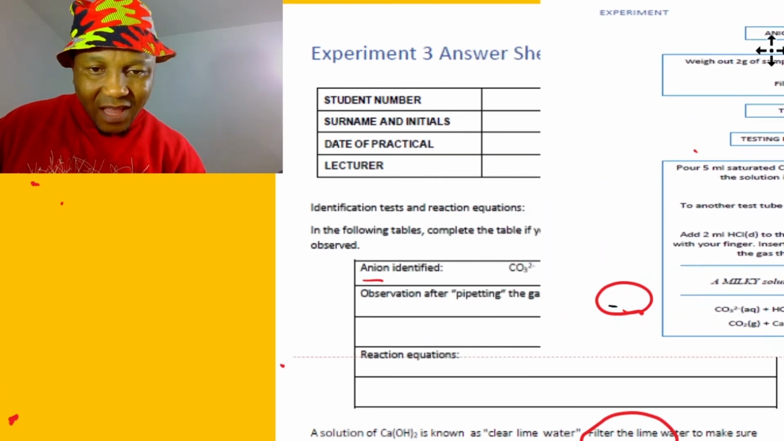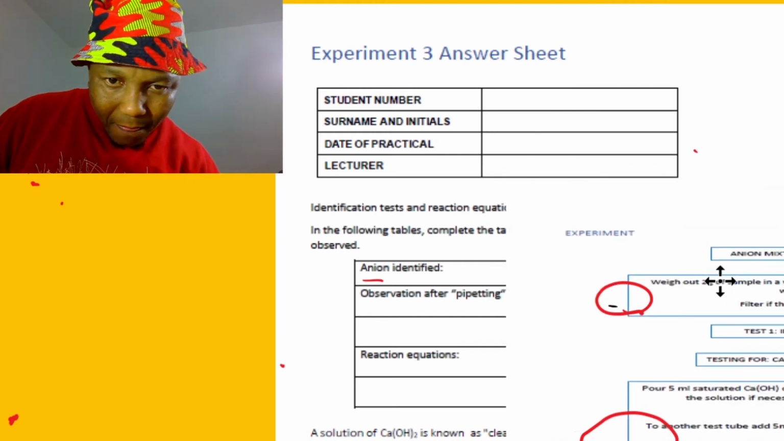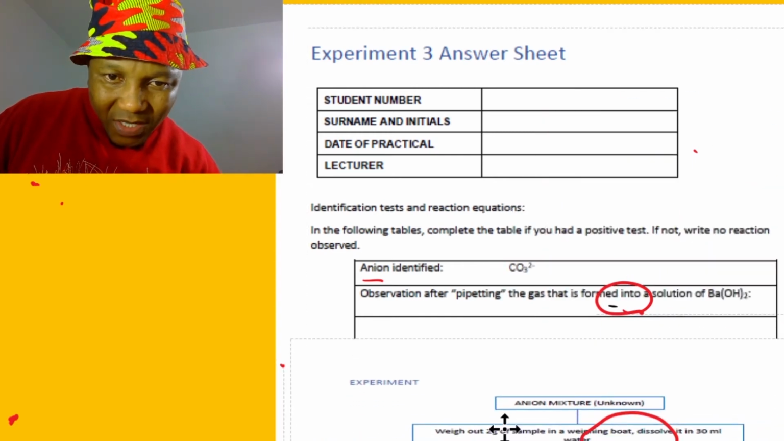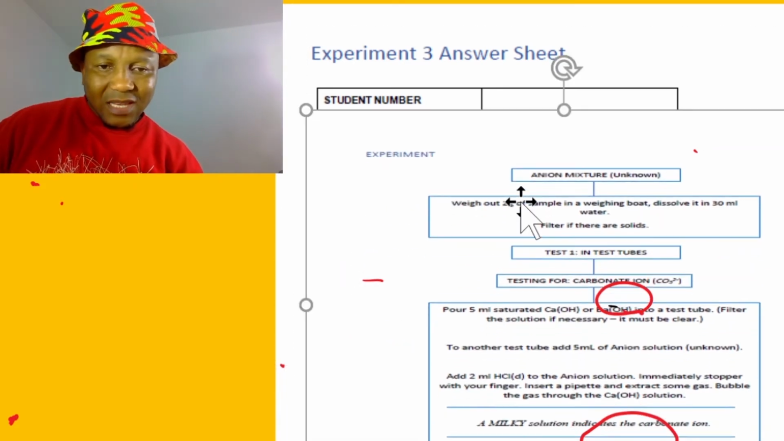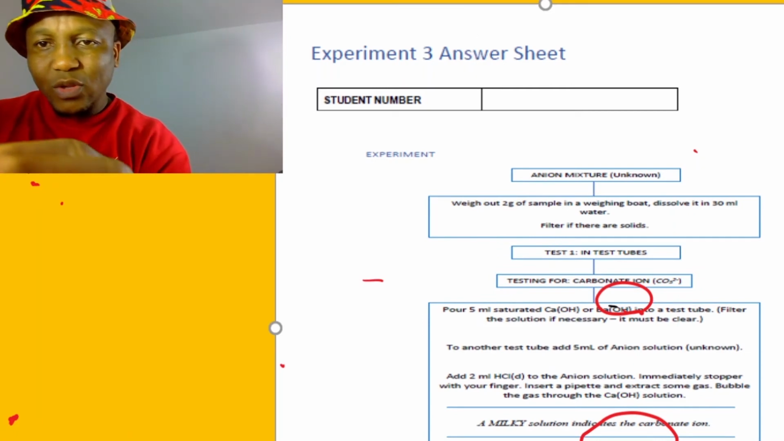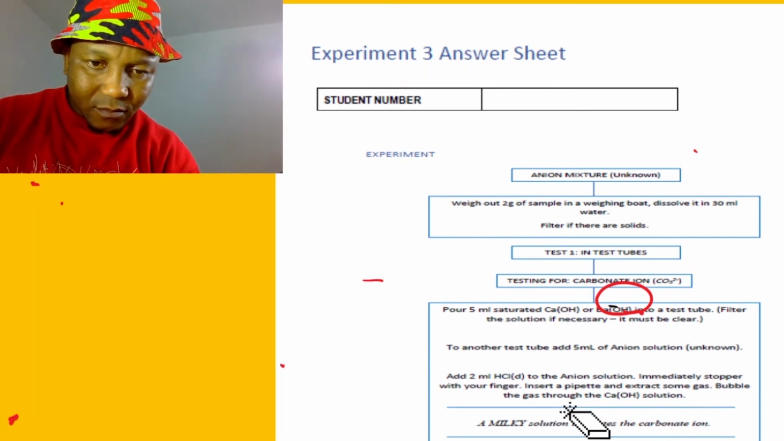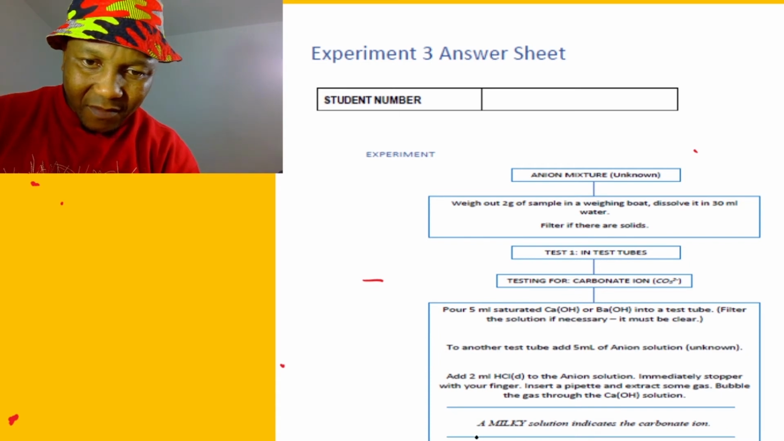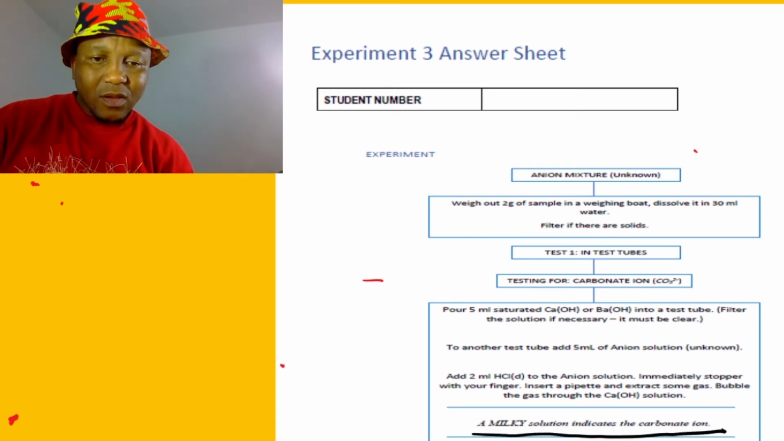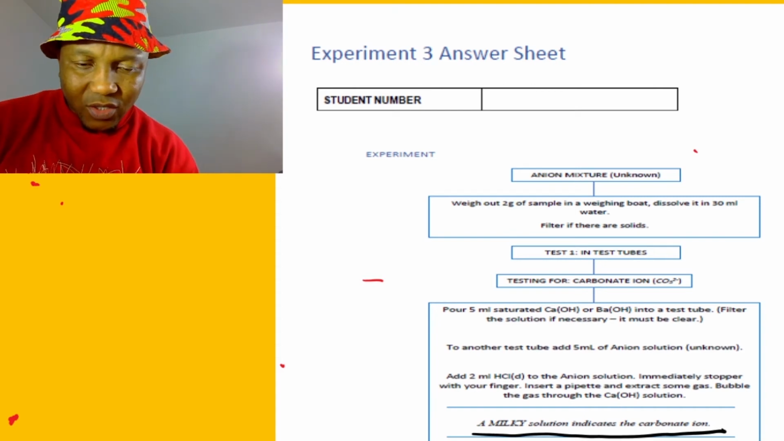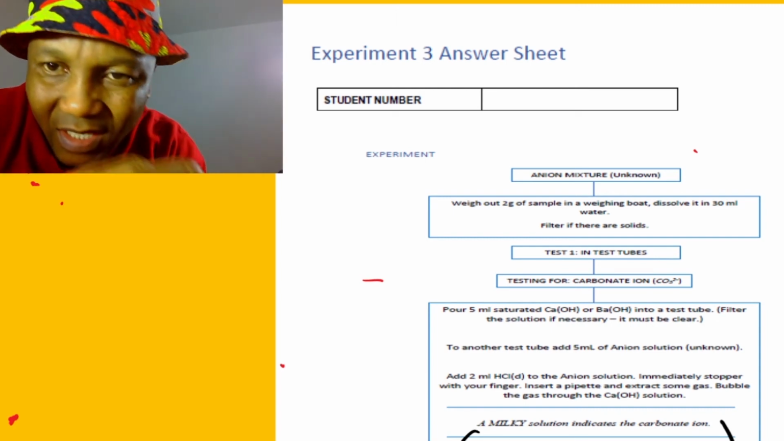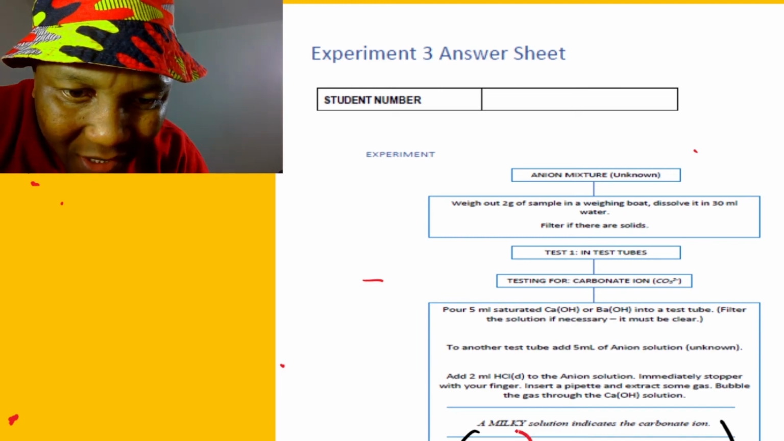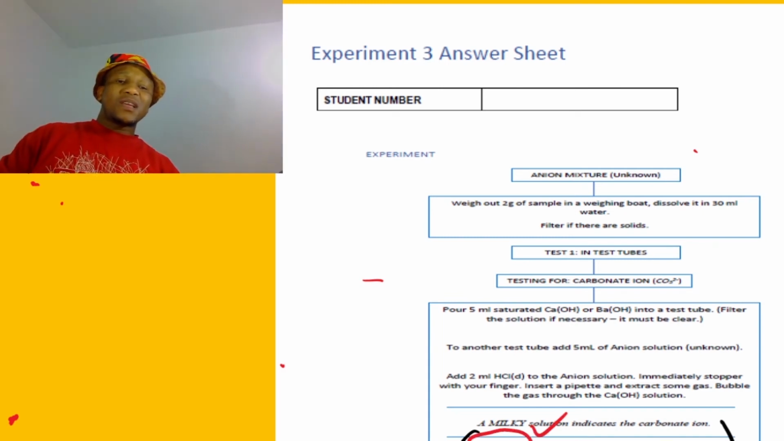And another thing, let's come here. They say observation after piping of the gas that formed into solution. So we observe that the milkiness is due to the presence of carbonate ions. So this could be the answer here. Now let's go to the next question. They say you have to write the equation. So write your question. And the milk is just because of these carbonate ions.